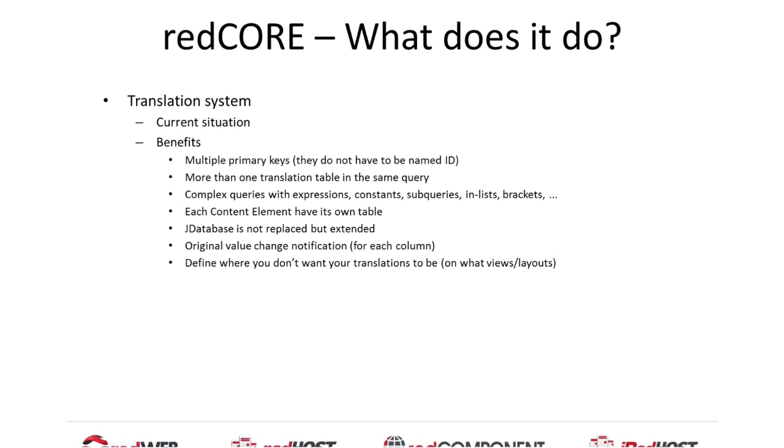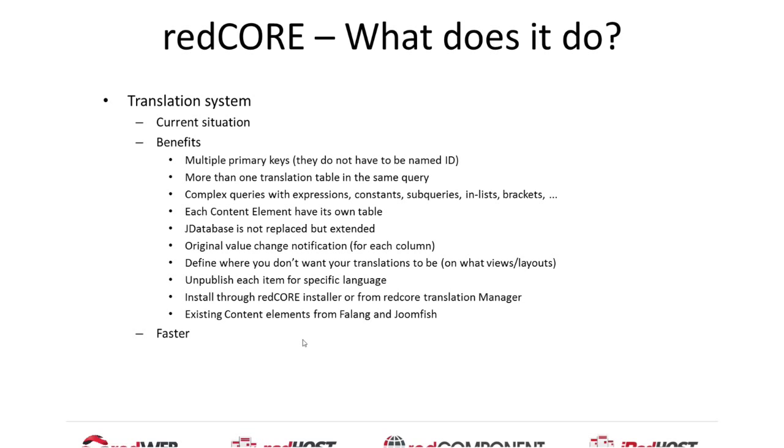We have several features. I will not go through them all. I will just show you. You can use existing content elements from Joomfish and Falang. If you try to load Falang content elements in Joomfish, you will not succeed because it's not possible. It's the same the other way around. They are not working with each other. But in redCORE, you can install either Falang or Joomfish content elements, and it will work with both of them. So if you already have a content element for some of those extensions, and you have a third-party extension and you want to make it translatable, you can just install a content element from Joomfish, and that's it. It will work.